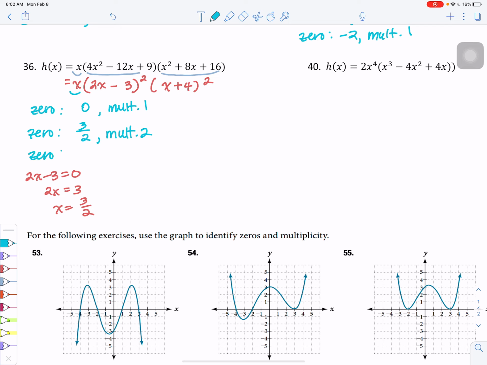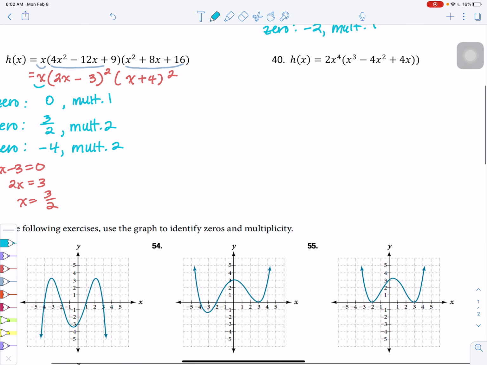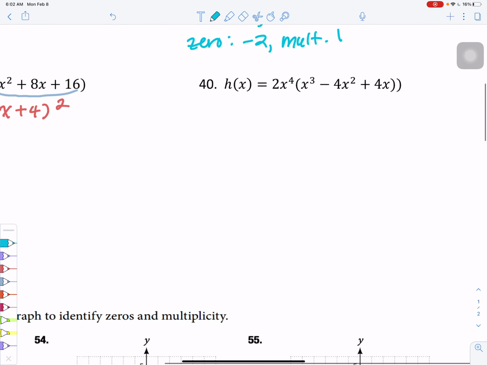And then we have one last 0. And that is x plus 4 all squared. So we have a negative 4. And that has multiplicity 2. Okay, let's go ahead and look at number 40.